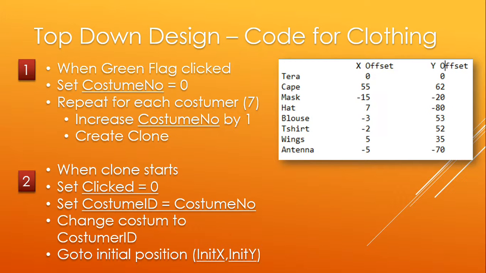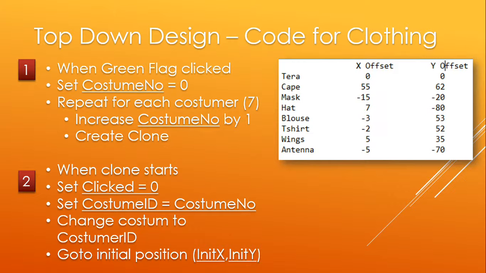Okay, now looking at our costume sprite. There is only one, and inside, if you go look at the costumes tab, you'll see all the clothing items are in there. Once again, we're just showing you all the offsets here. They are stored in the list variables already. So when the green flag is clicked, set costume number to 0. We will now repeat for each costume, there are 7 of them.